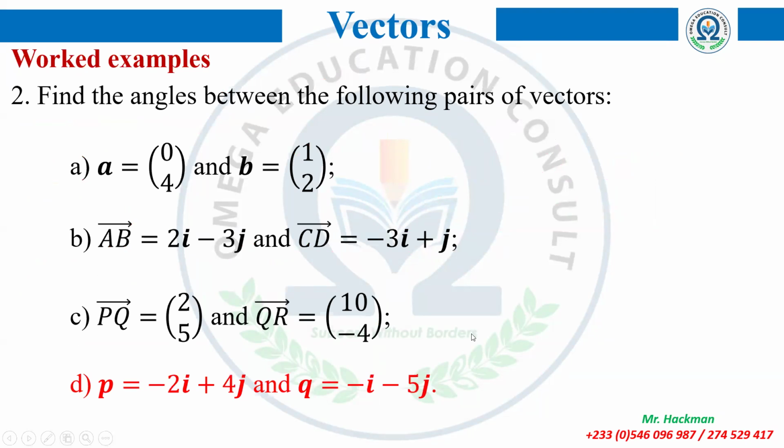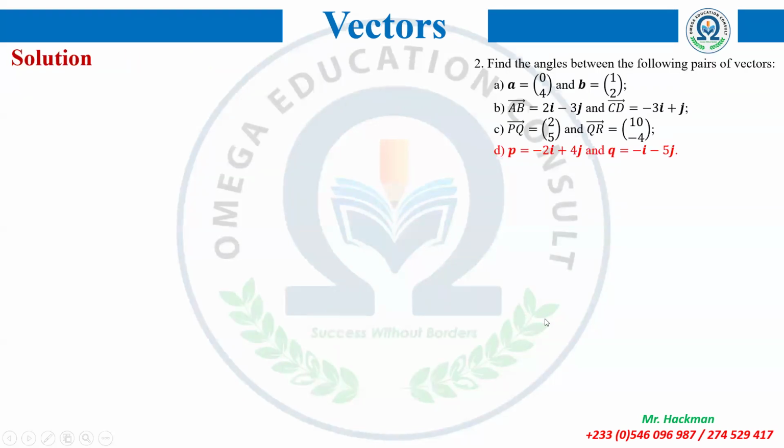Find the angle between the following pairs of vectors. So it's the same vectors that we are going to find the angles between, but let's see your approach in dealing with the angles. So quickly, solution. And here, what are we supposed to find? We are supposed to find the angles between the vectors.